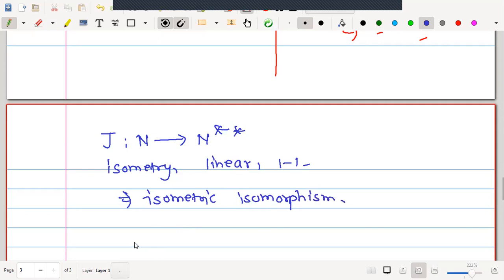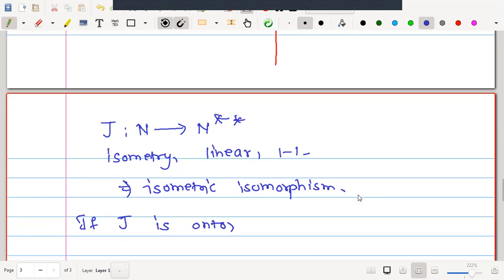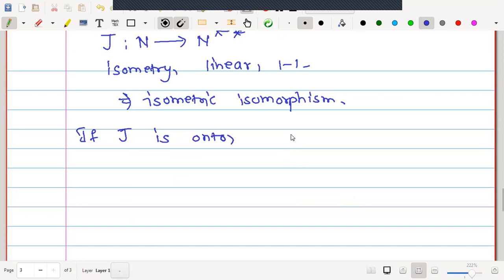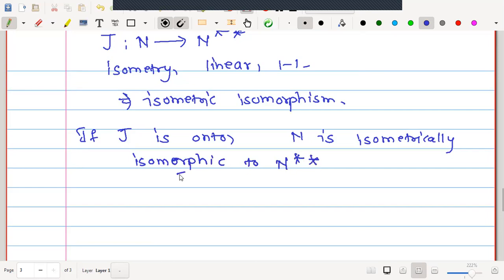Isometric isomorphism. But if this J is onto, what can one say? N is isometrically isomorphic to n double star. Isomorphic is a concept not new to us. We have seen already that two groups are isomorphic, two rings are isomorphic, etc.